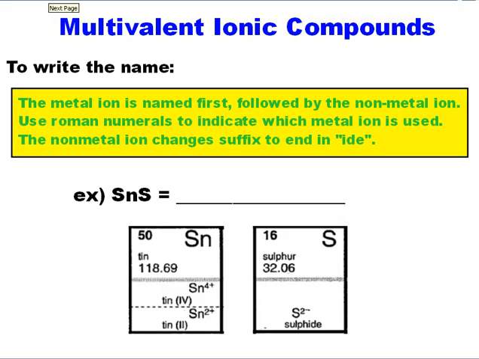Multivalent ionic compounds. It's a little bit harder now. So have you ever seen in the periodic table there's the odd element? Well, in fact, there's a lot of them, where they have more than one charge. How do you deal with those guys? You're going to use Roman numerals. So take a look at this example.